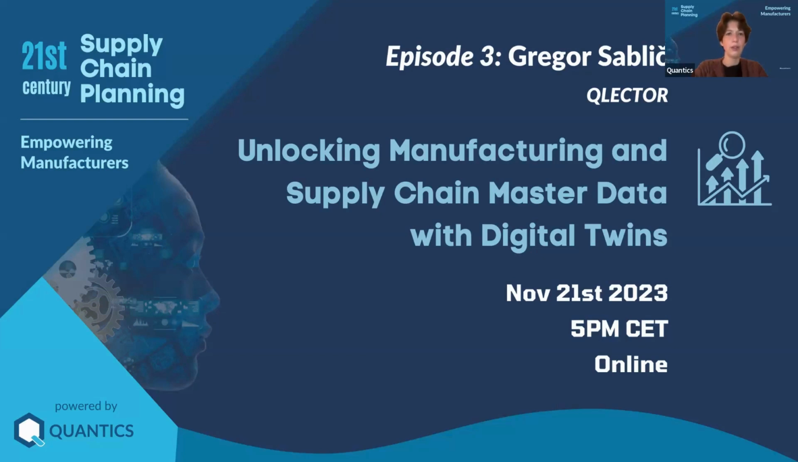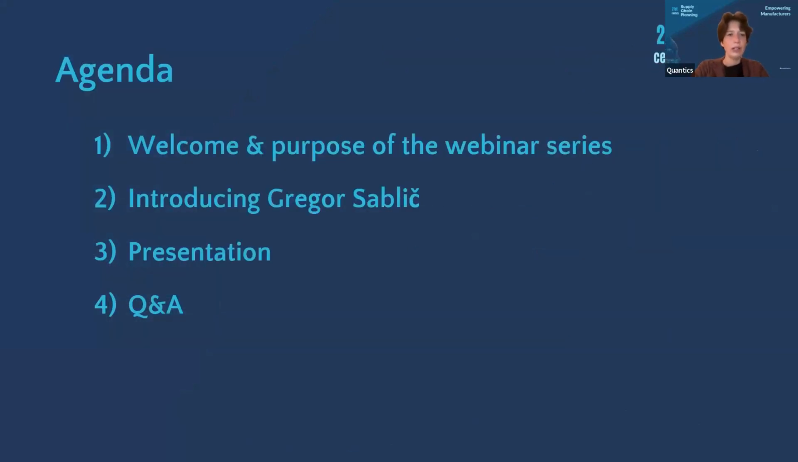This is the third episode of our webinar series, 21st Century Supply Chain Planning, Empowering Manufacturers. We are here today with Gregor Sablič from QLECTOR. He is speaking about unlocking manufacturing and supply chain master data with digital twins. So today we're going to get into the purpose of the webinar series very briefly. I'll introduce Gregor and then I'll hand it off to him to present. And at the very end, we'll do a Q&A.